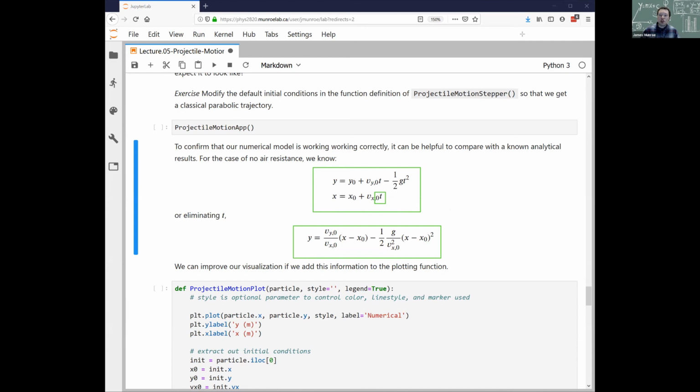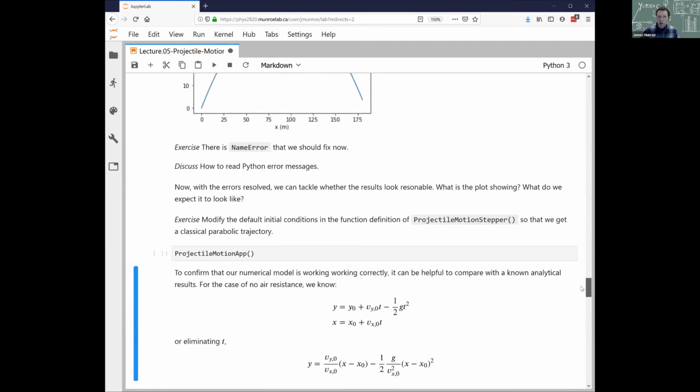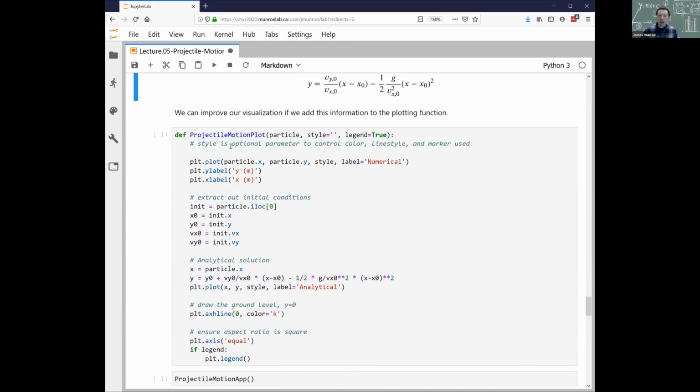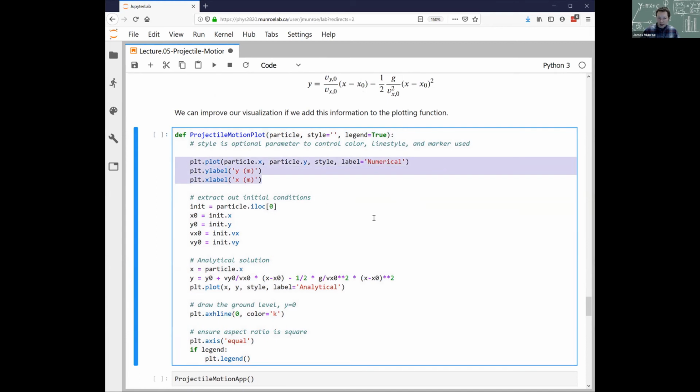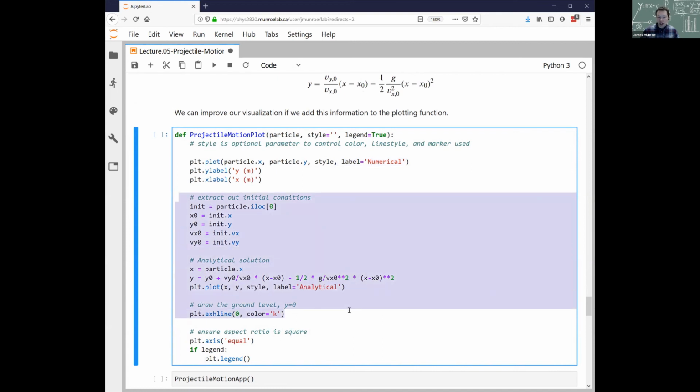So maybe to visualize this, what we want to do is plot both the numerical solution and an analytical solution together, and we'll see whether or not this program, the one that's producing this plot, works at all. So I'm going to redefine my projectile motion plot. I'm going to make it do a few more things. Initially, this is all that it did. Now I'm going to add in a bit more to it. I'm going to control the style so I can change what color it is. I'm going to make a legend an optional thing, and I'm going to attach a label to say this is the numerical solution. But this is all the stuff that I've added, which is new.